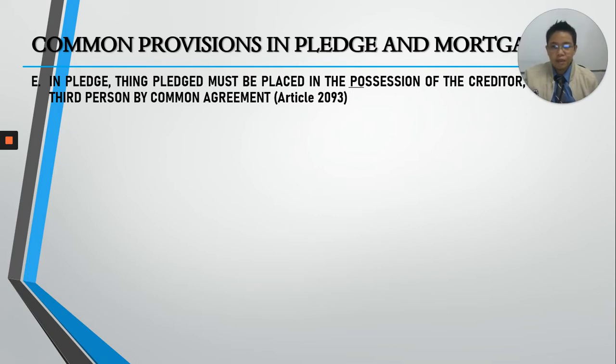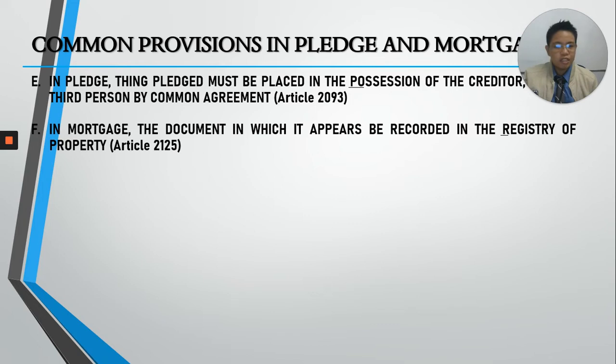So anyway, what else? In case of mortgage, the document in which it appears must be recorded in the registry of property. So kailangan mayroong public instrument, real estate mortgage instrument, and also the instrument must be notarized and it must be recorded in the registry of property. So, obviously, yung registry of deeds or registry of property will not record your instrument if it is not notarized.